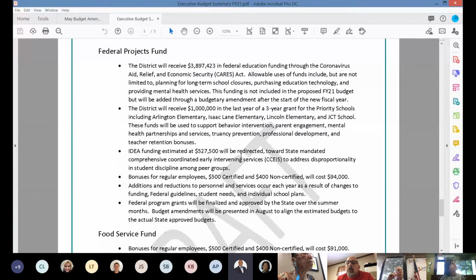One last question on the federal dollars, the $1 million we received for Arlington, Adams Lane, Lincoln, and JCG. Are the listed uses the only uses? One of my concerns is that in our priority schools, especially kindergarten and first grade, teachers don't have aides. I think one of the things that we've been struggling with is development in those schools, in the grade stuff.